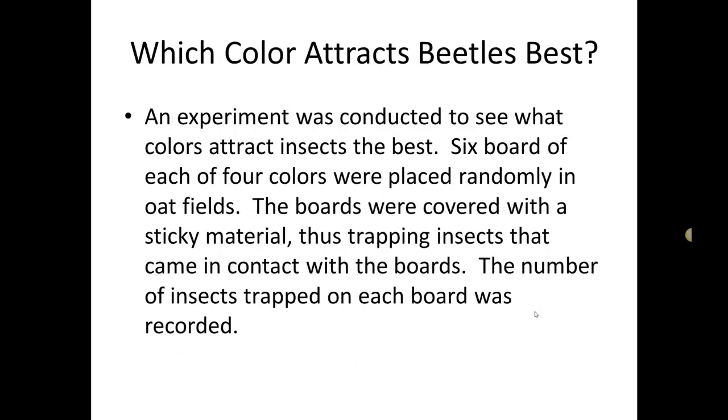Alright, so let's look at an example. Which color attracts beetles the best? An experiment was conducted to see what color attracts insects the best. 6 boards, each of 4 colors, were placed randomly in oat fields. The boards were covered with a sticky material, thus trapping insects that came in contact with the boards. The number of insects trapped on each board was recorded.